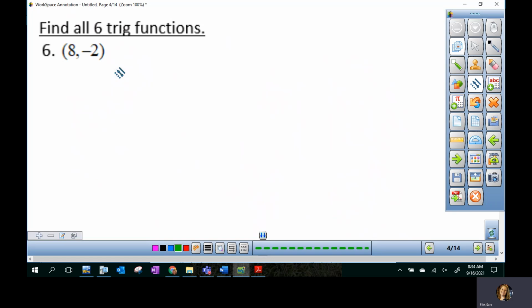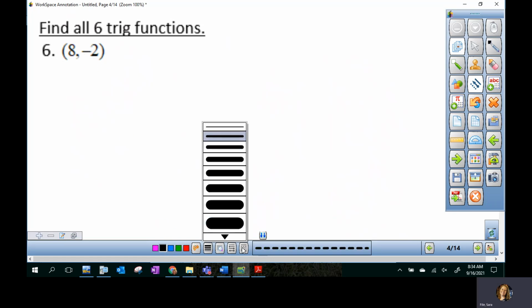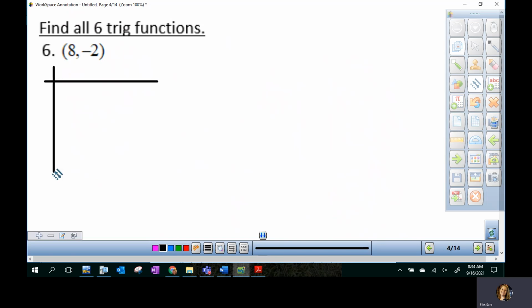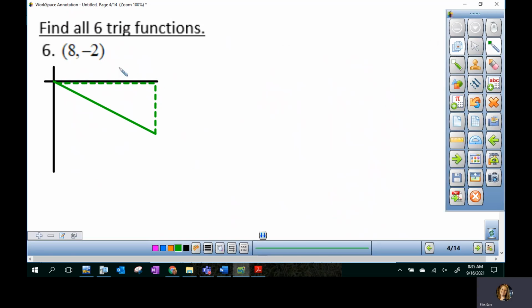Because this one, x and y are not equal. This is not isosceles. What quadrant is that point going to be in? Yeah, we're going right and down. So this is quadrant 4. So I'm going to sketch my triangle in quadrant 4. I'm going over 8, down 2. So to get to that point, I go over 8, then down 2. That's the point, 8, -2.